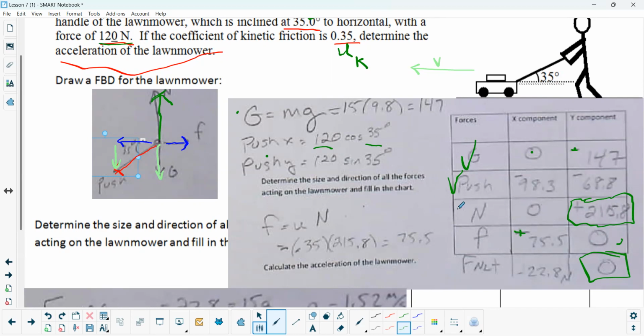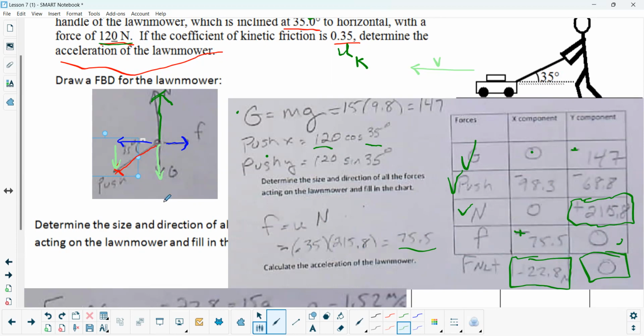And then once we have that normal force, we got that column figured out, and I know the coefficient, I can solve for the friction force, because I'm just using the friction equation, F equals coefficient times normal force. So 0.35 times 215.8 will get you 75.5. Finally, you're going to add up this X column to get this bottom box. And if you add negative 98.3 and a positive 75.5, you get a negative 22.8. So that is the net force. That is the overall amount of force acting on the object.